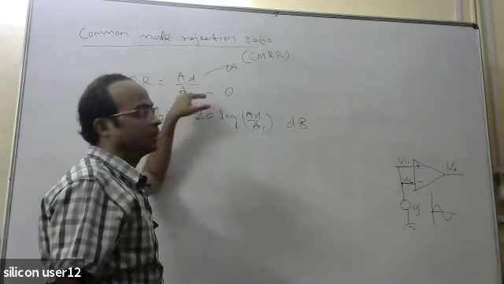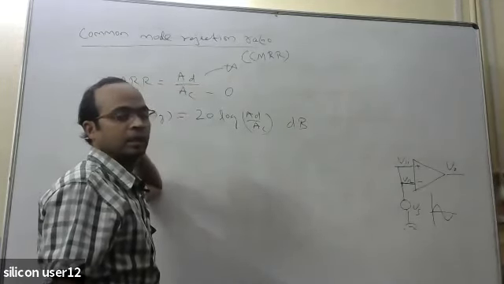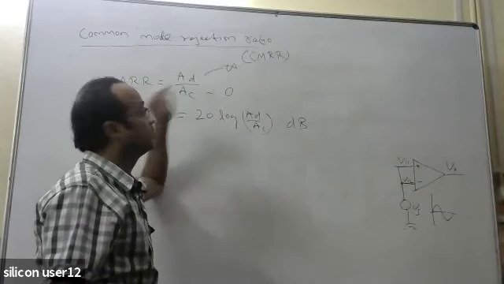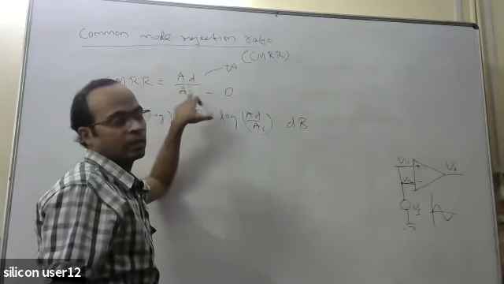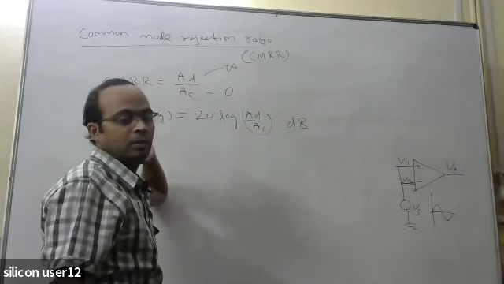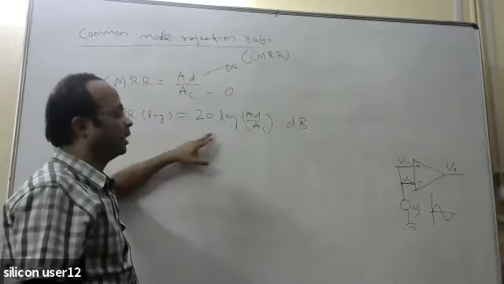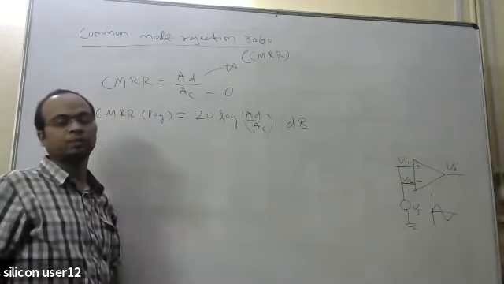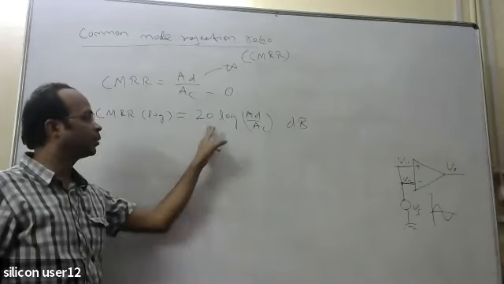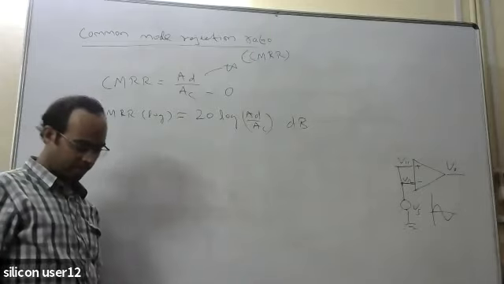In some problems, different values will be given, and from that it will be asked to find the CMRR. That means you have to calculate AD, you have to calculate AC, then dividing them will give you CMRR. It may also be asked to express this CMRR in decibel scale. Then you can represent it by 20 log AD by AC. So we will see one problem based on this.